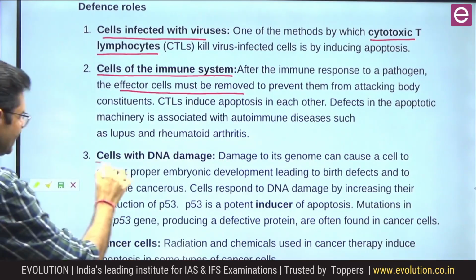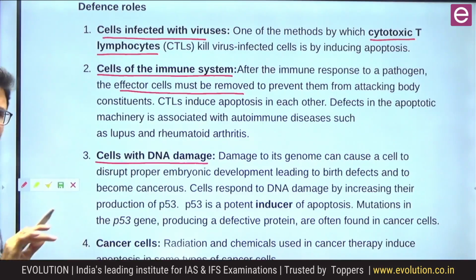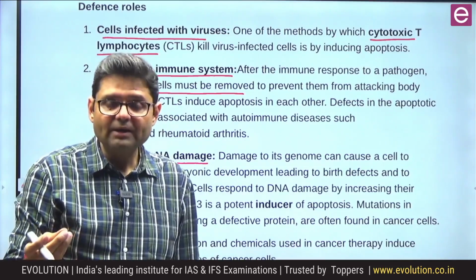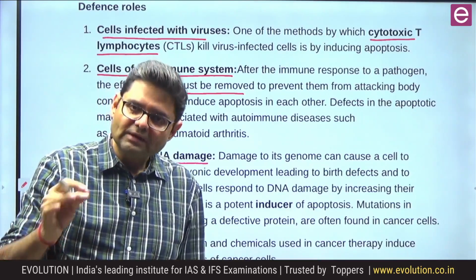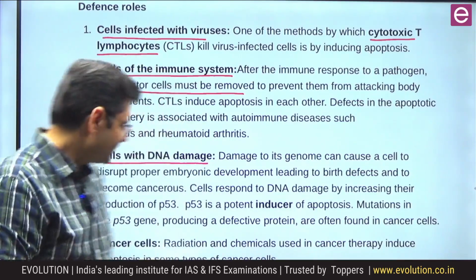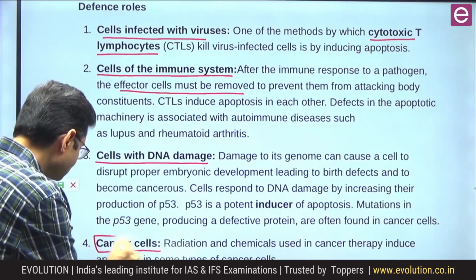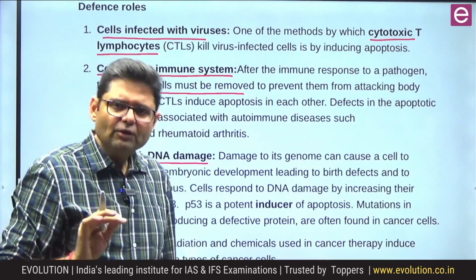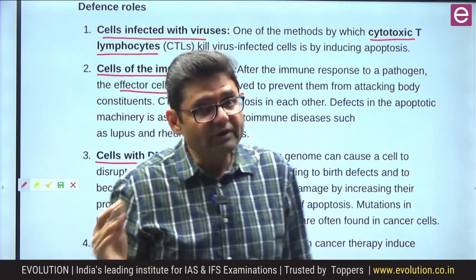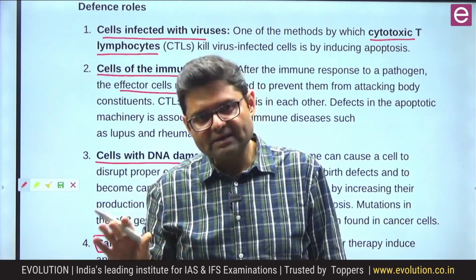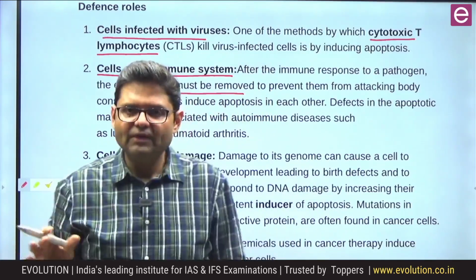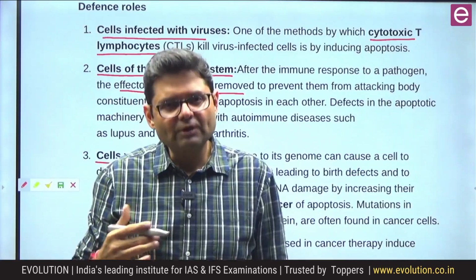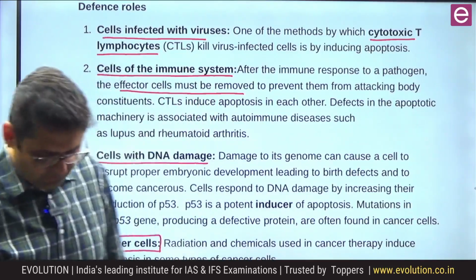Next is cells with DNA damage. Cells with DNA damage are also removed by the apoptotic process, else they will multiply and create a huge population of cells with persistent DNA damage. And lastly, a whole lot of cancer cells are eliminated in the early stages by apoptosis. Many of the chemotherapy agents, even radiation, are an attempt to kill cancerous cells by causing damage, and this damage will then trigger the apoptotic process. So these are some of the roles of apoptosis in defense.